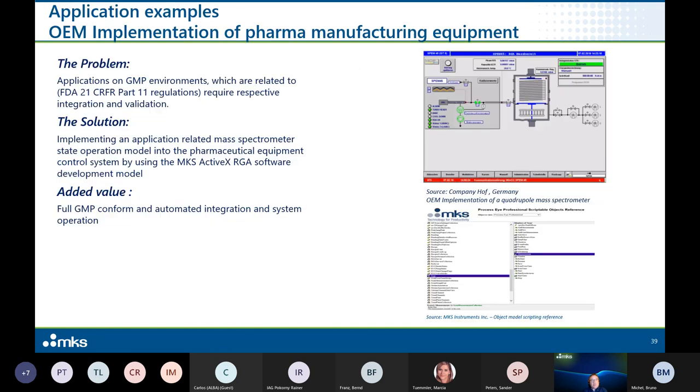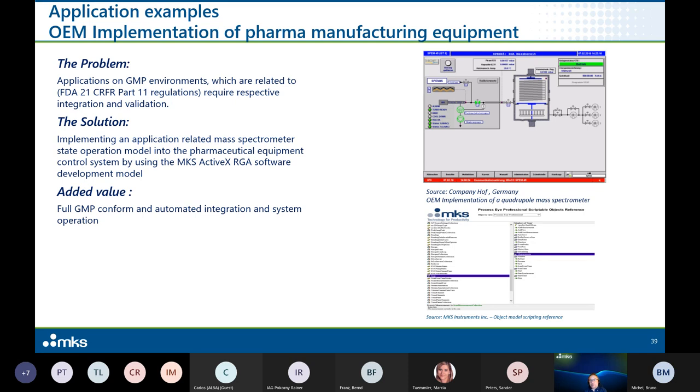And finally, here's an example from pharmaceutical manufacturing. It's actually very hot these days. And in some industries, we have specific requirements. In pharmaceutical, there is a requirement called GMP, Good Manufacturing Practice Environment, or also related to some regulations, in this case, the FDA regulations, where specific aspects of integration and system validations are required.